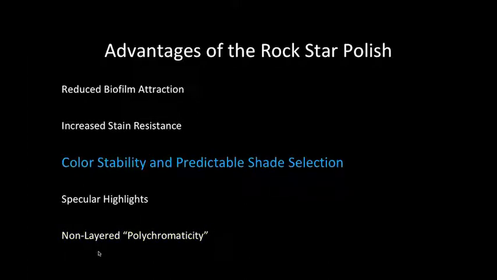So let's go back and review color stability and predictable shade selection first. Just to review some elements of color. So as we know, hue is the color. So, you know, blue, yellow, red, that's the color. Chroma is the saturation or intensity of hue.